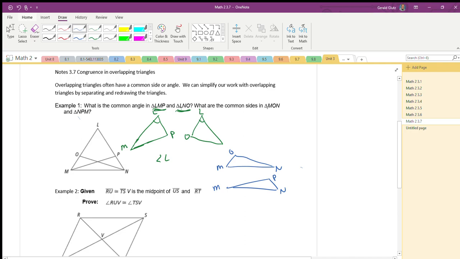Again, another way to do this is if you're looking at the common side, which two letters do both of the triangles have? They both have an N and M. So MN would be the common side. So that's example one. So these are our two answers right here.